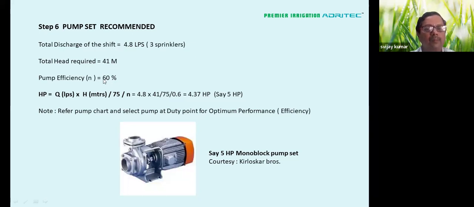To calculate the horsepower, it is very easy. The formula for the horsepower is the discharge of the sprinklers multiplied by the head, divided by a constant 75, and divided by the efficiency, that is 60%. You have to take it as 0.6. Okay, 60 divided by 100 is 0.6. So when I do the math, 4.8 into 41 divided by 75 and divided by 0.6, I get a theoretical horsepower of 4.37 horsepower. You will not get it in that form; it's always a round number. You get a 3 horsepower or a 5 horsepower or 6 horsepower. So this can be rounded up to a 5 horsepower.